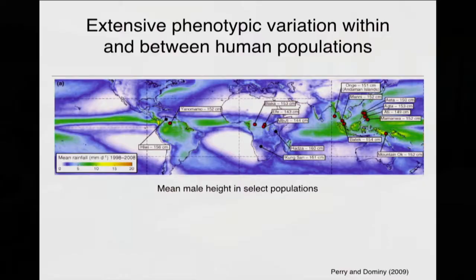So what I'm showing you here is a map of the world, and I'm showing you the mean male height in select populations. Here are the Biaka in Central Africa, who have a mean male height of 153 centimeters, the Mbuti, 144 centimeters. This is around 4'8 for the Americans. And the color on the map here is showing you the mean rainfall in parts of the world. And you'll notice this weird correlation that populations where the mean male height is short tend to live in parts of the world where the mean rainfall is high, for whatever reason. And so that's an example of variation between human populations.